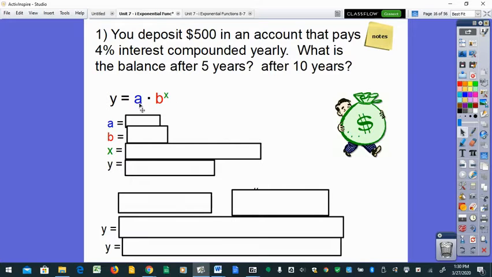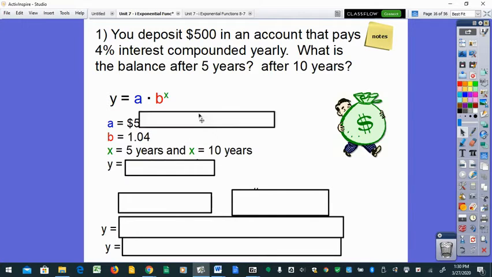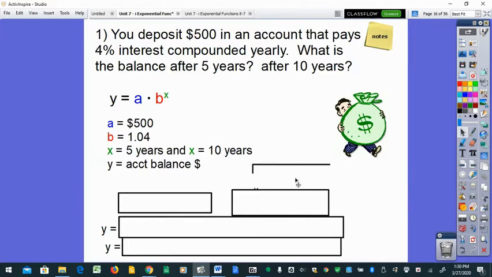So we look at our initial amount, which was $500. Our factor is going to be 1 plus the interest rate, which would be 1.04. And then we're going to do 5 years, and then we're going to do 10 years to see what happens to our investment, our account balance.